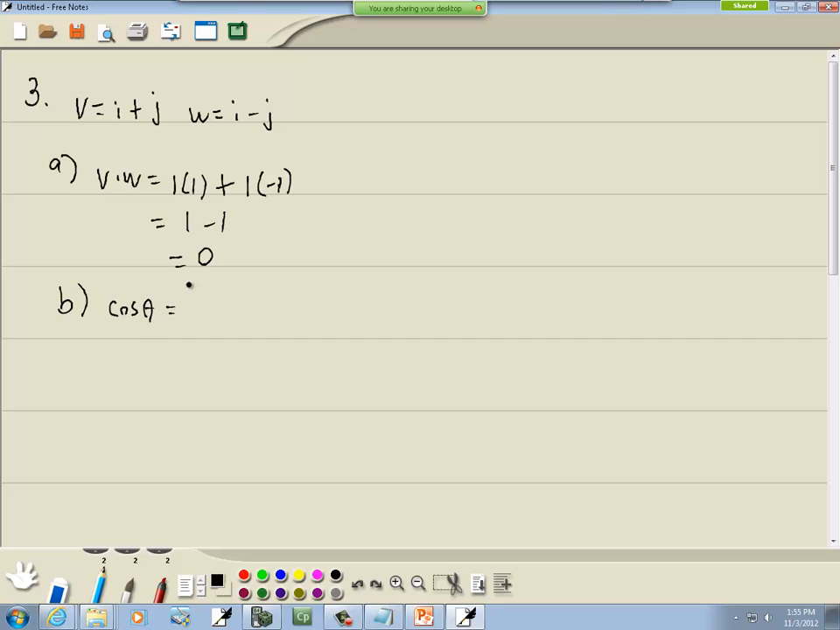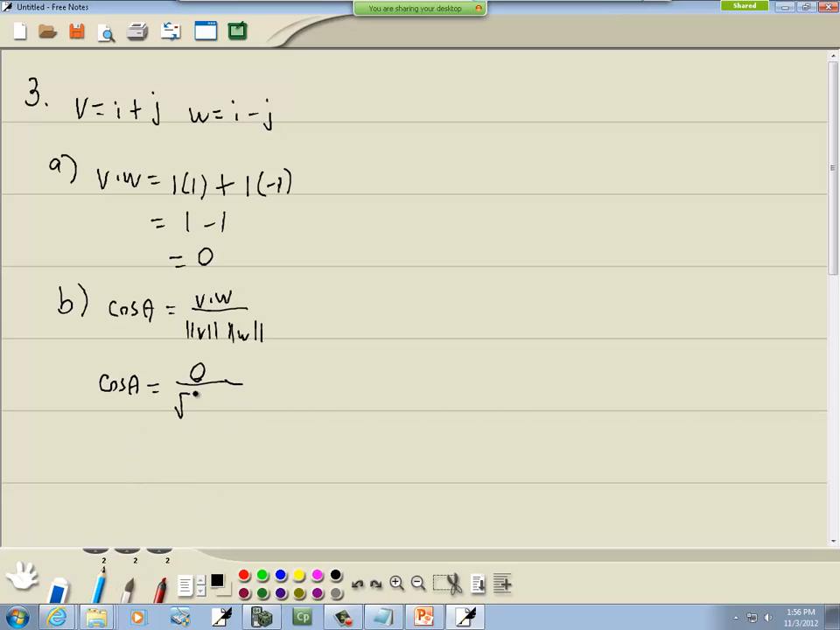Now, to find our angle between them, we use cosine theta equals the dot product of V and W over the magnitude of V times the magnitude of W. Well, up on top we got 0, and on the bottom there's really not much need to find that. I know it's not 0. 0 over anything is 0. Actually, let me show it just so you have another example, though.